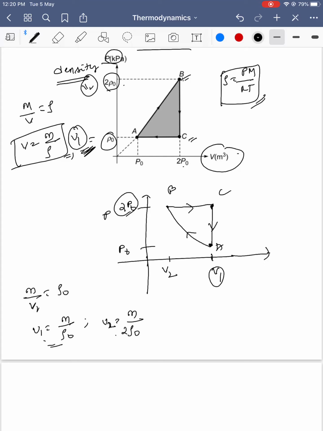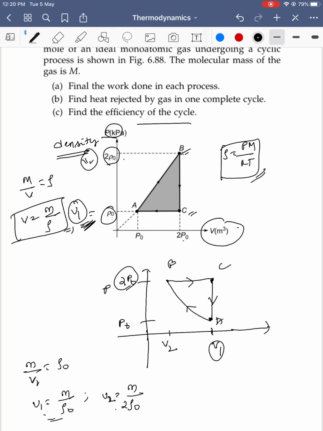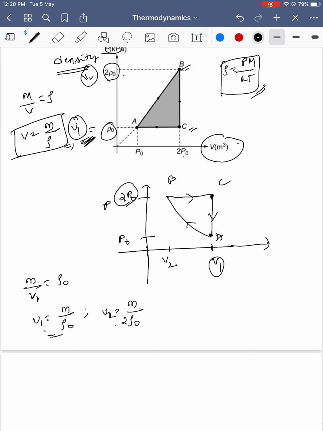To get the efficiency, calculate the work done. So it will be a lengthy one, but I am just giving it to you. Find the work done in each process and try to simplify this graph.